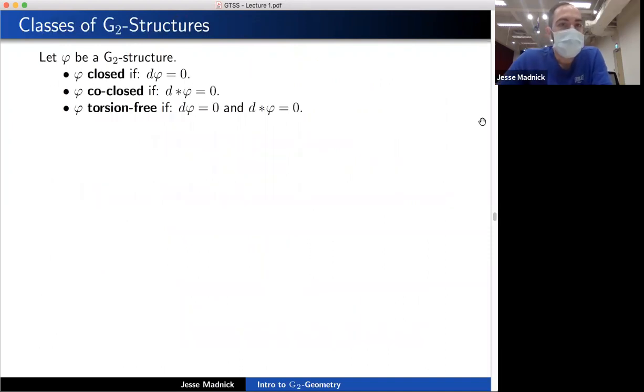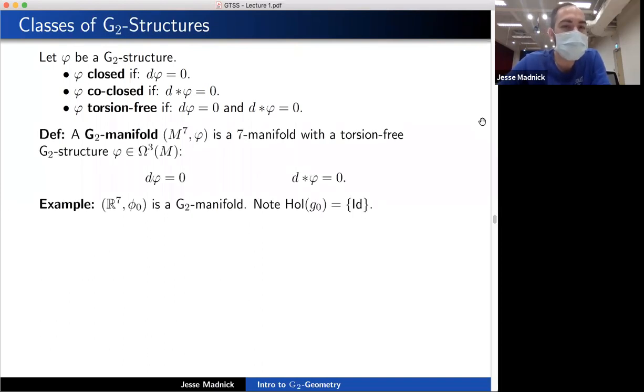So a question that comes to mind is, what does any of this have to do with G2 holonomy? Well, what do G2 structures have to do with G2 holonomy? To answer that, we're going to introduce some calculus. We'll say that a G2 structure is closed if phi is closed, co-closed if phi is co-closed, and torsion-free if it is both closed and co-closed. This is sort of standard terminology.